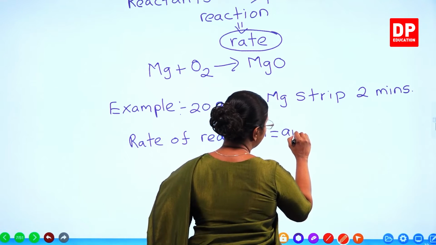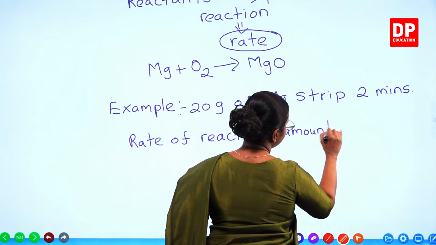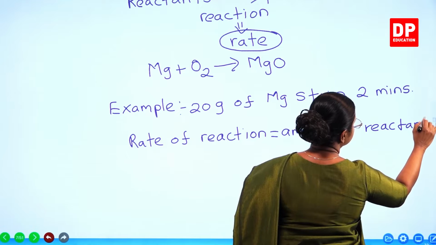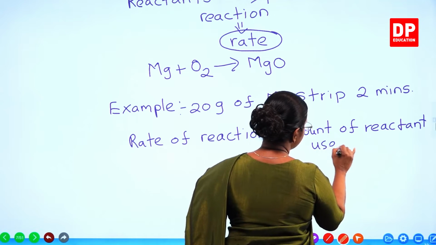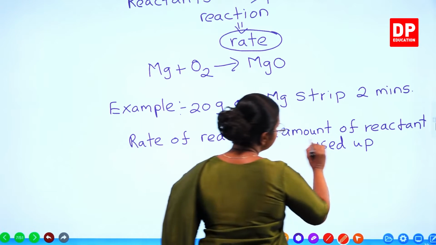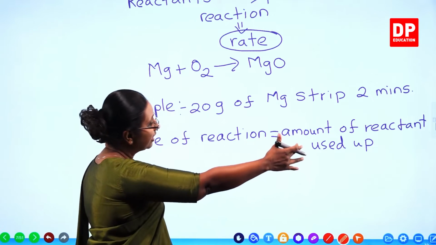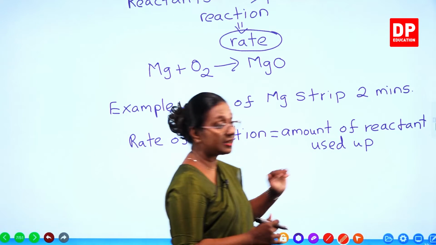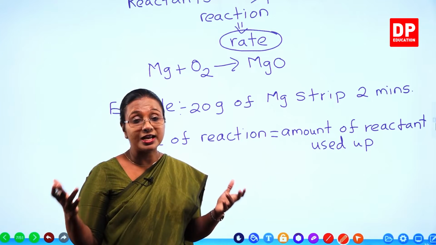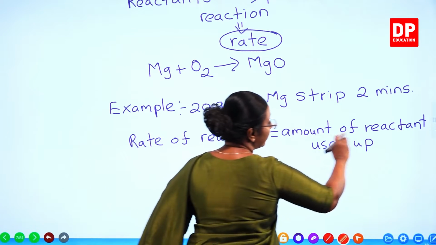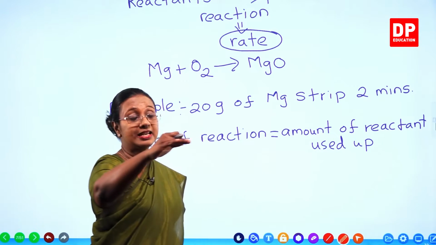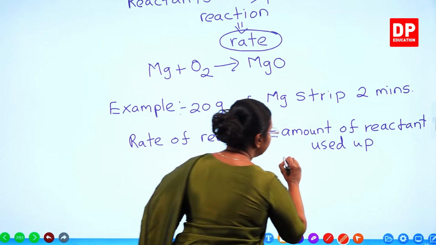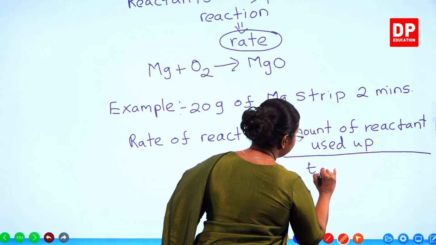So here, amount of reactant used up. Here students, because I want to write everything in one slide, I am writing it below. But when you all write it in your book, when you all write this as an answer, you can write this whole thing as one sentence in one line. Amount of reactant used up divided by the time taken.